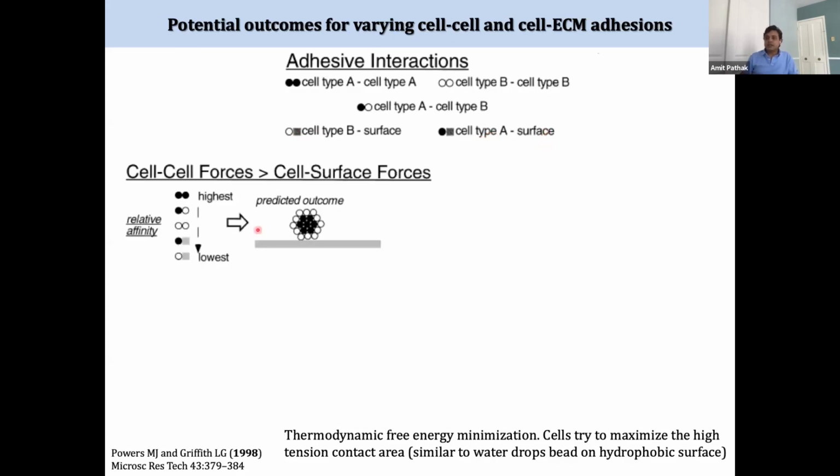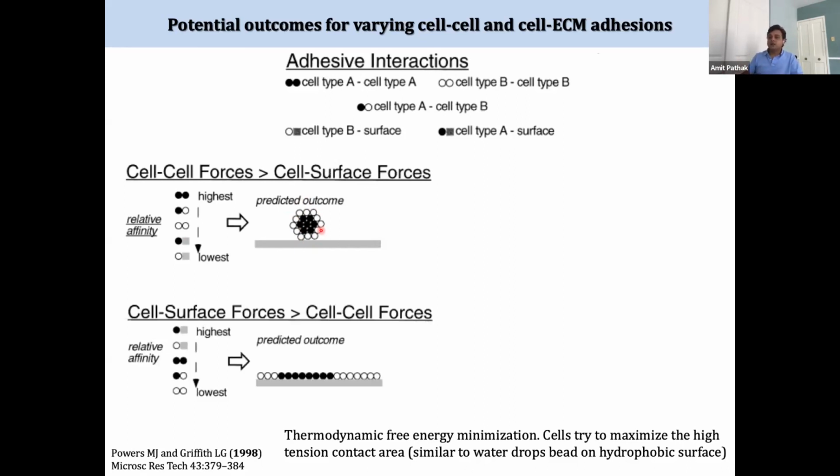Let's think about a scenario here. Let's say the ECM adhesions are quite weak in this ranking. Just look at this ranking, highest to lowest. Cell type A adheres to itself really strongly, and cell type B adheres to itself not so strongly. This is the predicted outcome. None of them wants to stick to the ECM. The dark ones really want to stick to each other, and the next in the ranking is the hollow ones. So this is the potential outcome of tissue formation in a way.